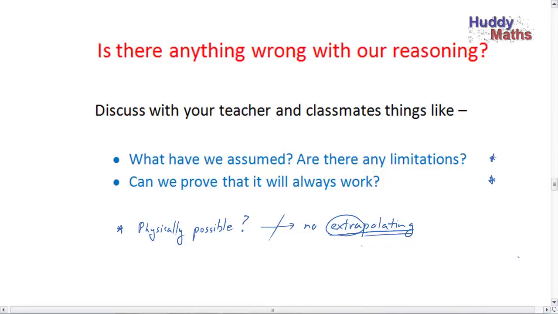And then what about the second discussion point here? Can we prove that it will always work? What have we actually done now? We've done a few examples. That's been good. And we've seen a pattern, and we've made a conjecture. Remember, a conjecture is just a proposition. We can't guarantee that the pattern will continue, even if it was physically possible.